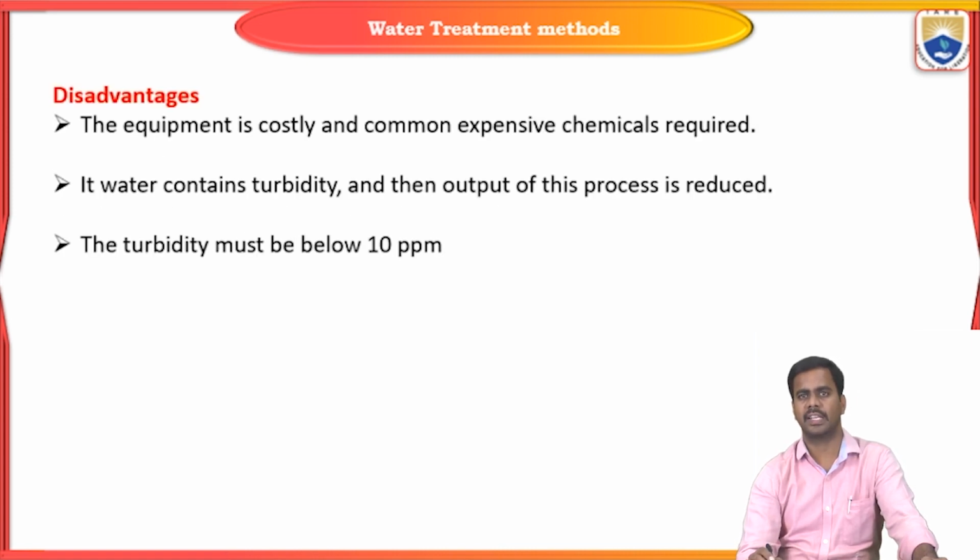Next, coming to the disadvantages. What are the main disadvantages of the ion exchange method? This method is too expensive. Why? Because here we are using resins, and the cost of resins is very high. Also, turbidity must be removed below 10 ppm from whatever water we are going to remove hardness from by using the ion exchange method.